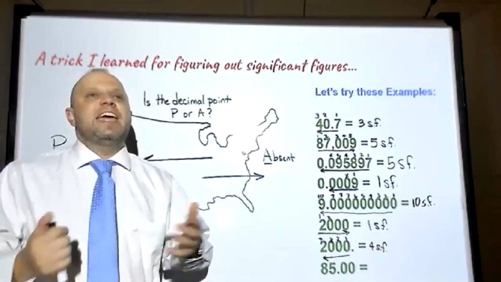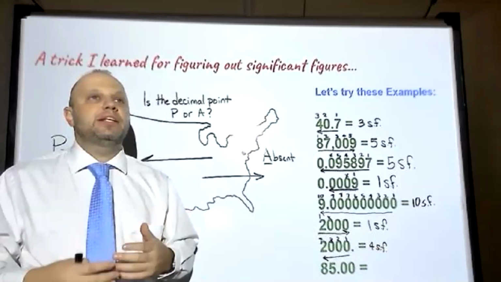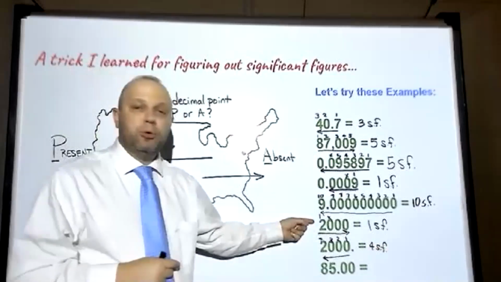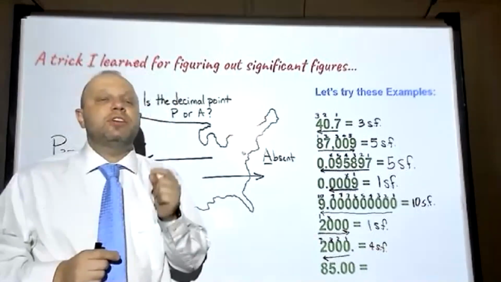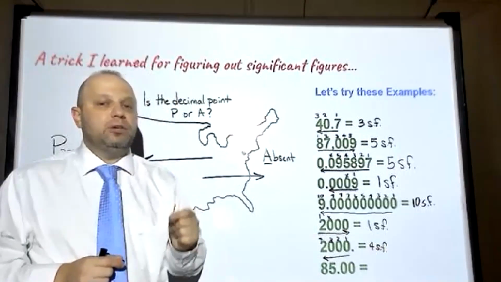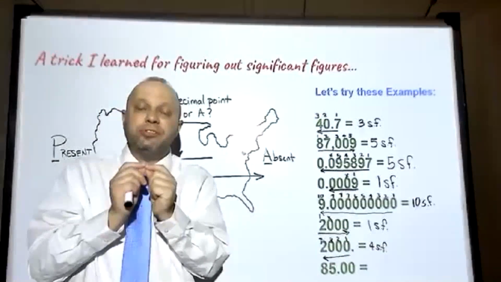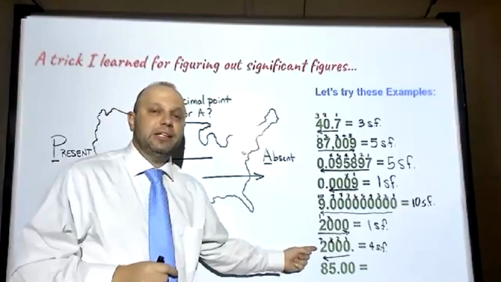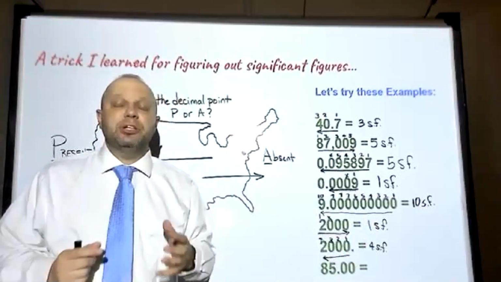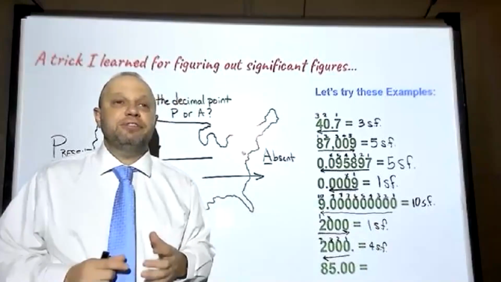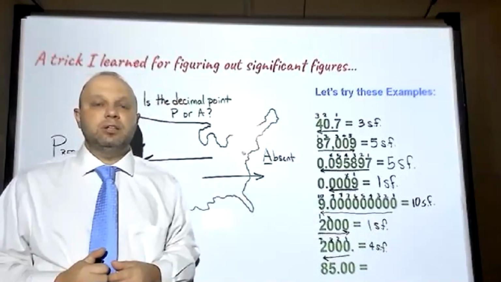Now, let me explain the difference between the number 2000 and the number 2000 that's followed with a decimal point. If you said to someone, I walked for approximately 2,000 feet, you would report it like this, 2,000. If you said, I walked for 2,000 point or 2,000.0 feet, that is a much more precise number, and you would report it like this. That means someone was out there with a tape measure measuring exactly how far 2,000 feet was, as opposed to someone saying, I walked about 2,000 feet.